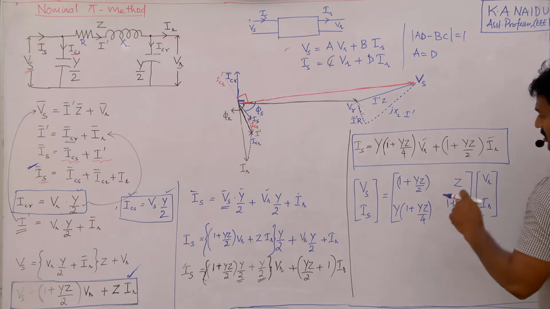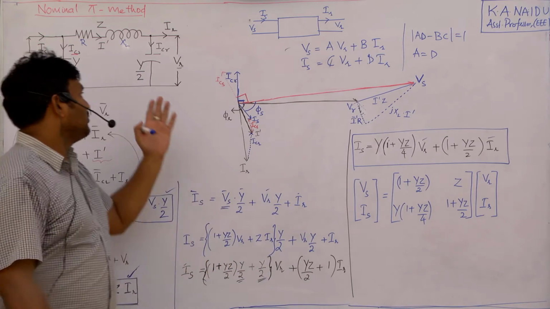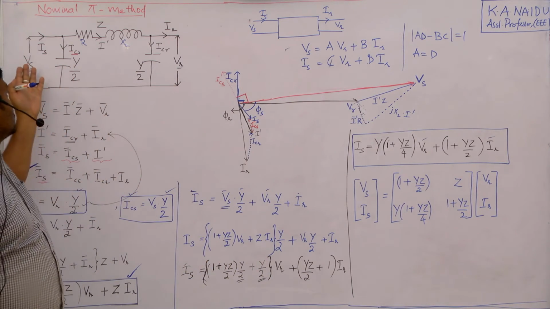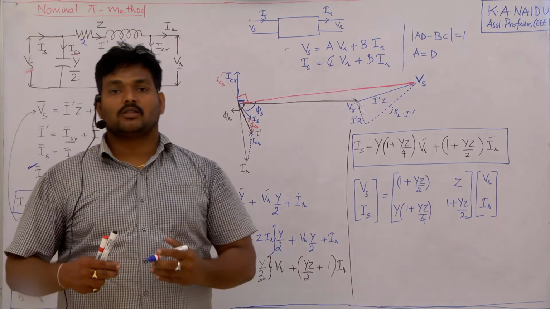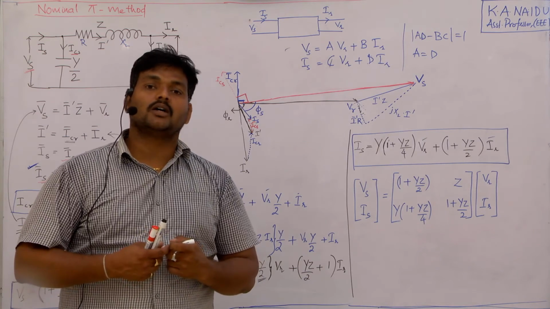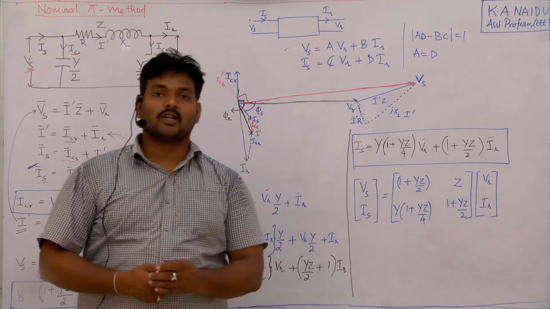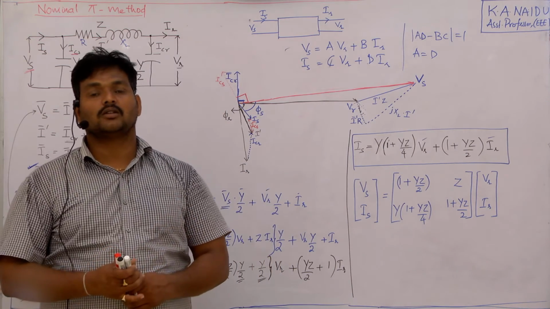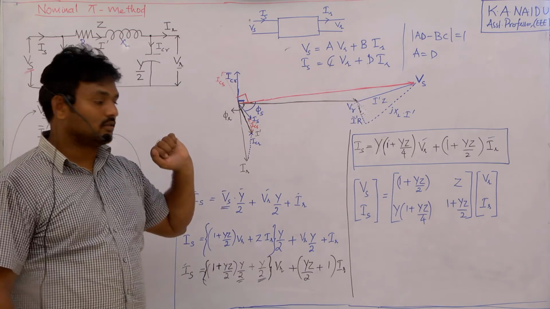So this is the equation that is giving the relation between receiving end voltage and current and sending end voltage and current. Now we have to determine the performance of this nominal pi circuit and compare it with the nominal T circuit. Okay, for that we need to determine what is the voltage regulation and the efficiency of this transmission line.